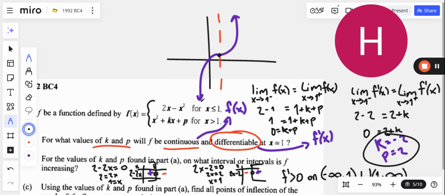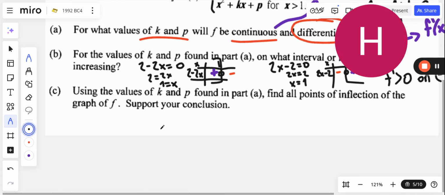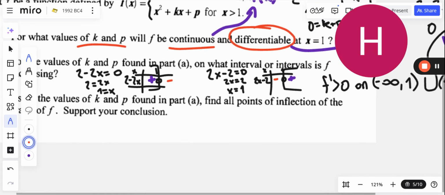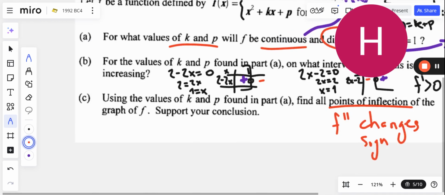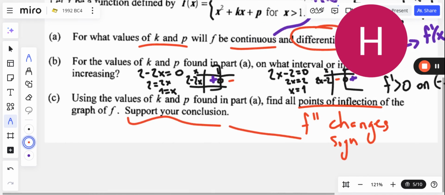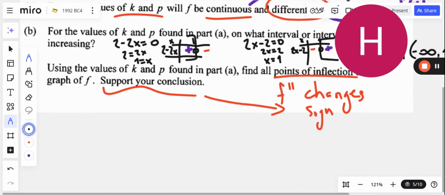If they ask me about the concavity, well, look, I know exactly what the concavity is now. It's concave down, and then it switches at x equals 1. It becomes concave up. And here we go. Using the values, find the points of inflection. So they want me to look at second derivative because the points of inflection are when f double prime changes sign. Okay? And support your conclusion. So, I mean, if we can show that that happens somewhere, then we've supported our conclusion.